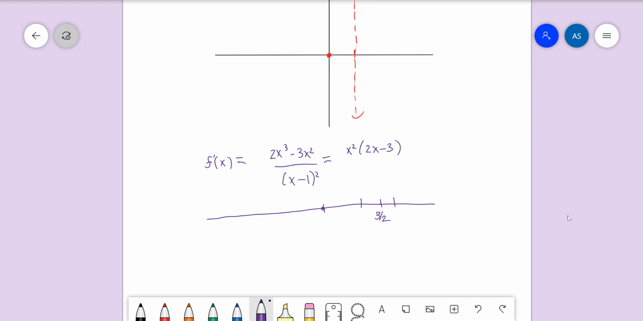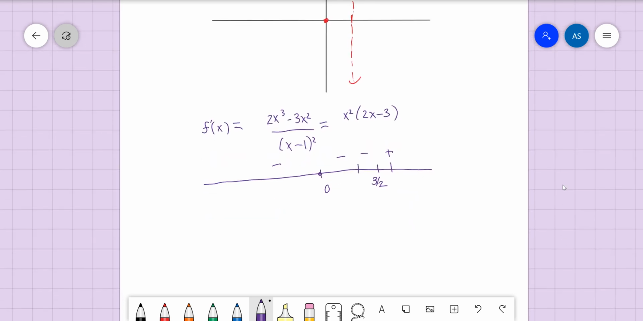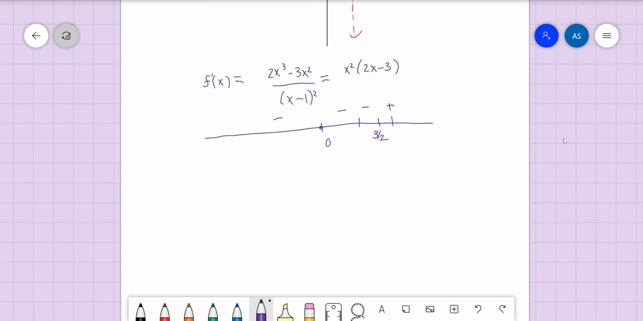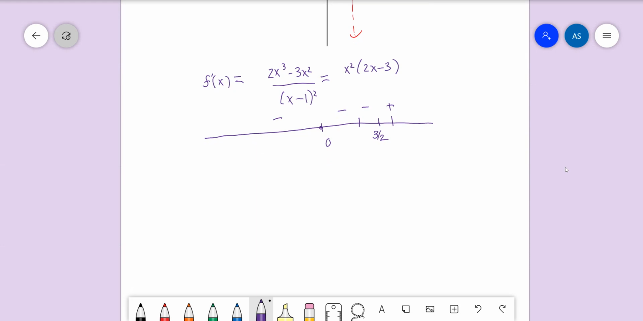0, 1, 2, 3 over 2. Yeah, good. Okay, so we have those two values, and what you'll end up getting when you test your regions is 0, negative, negative, and this will be positive. So all this and other things to the right will be positive. That tells us the general shape, or the slopes over certain intervals: increasing, decreasing. Next, we need to do the second derivative to give us concavity, and this will give us a really good idea of what it's going to look like.